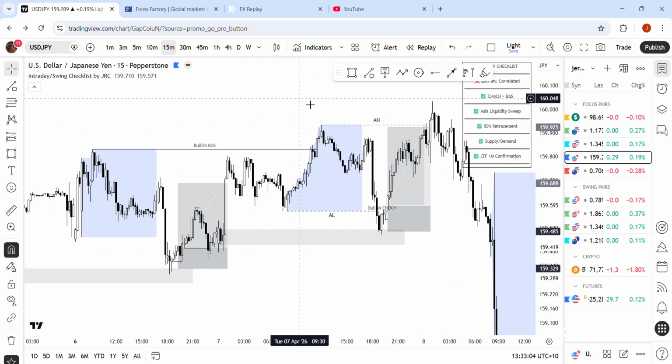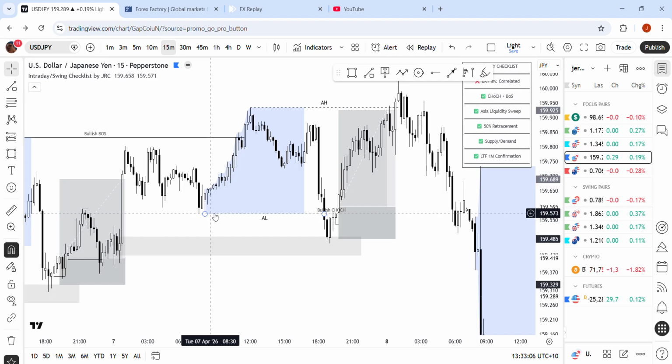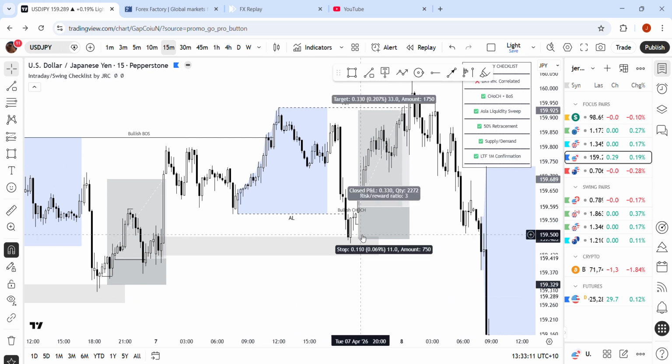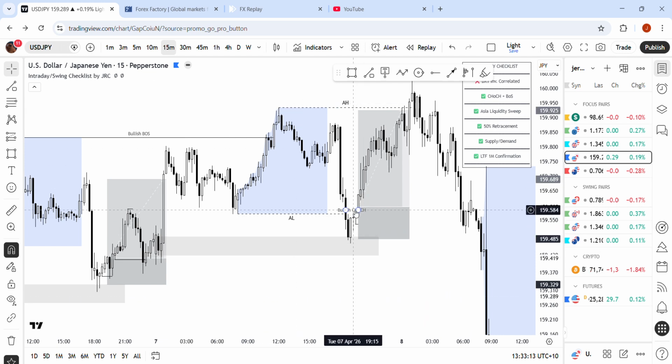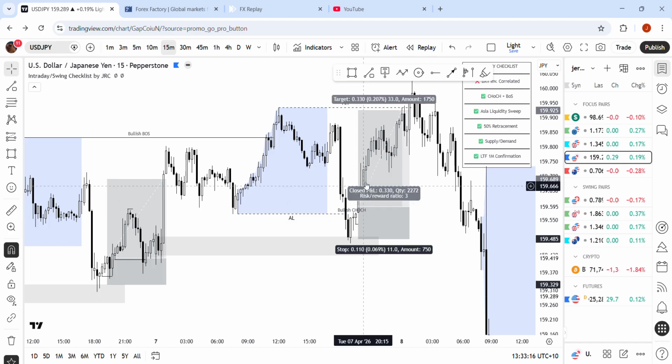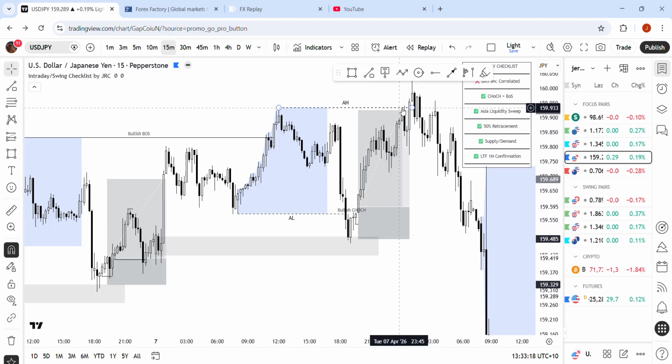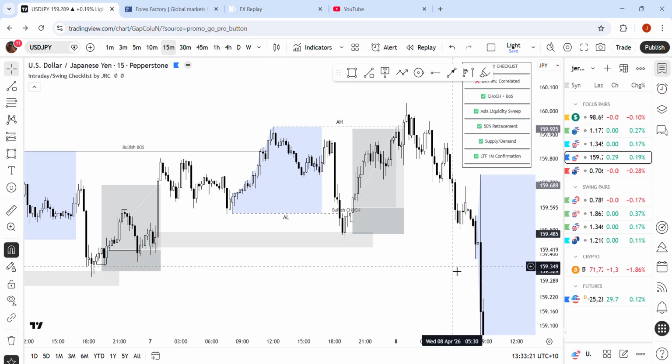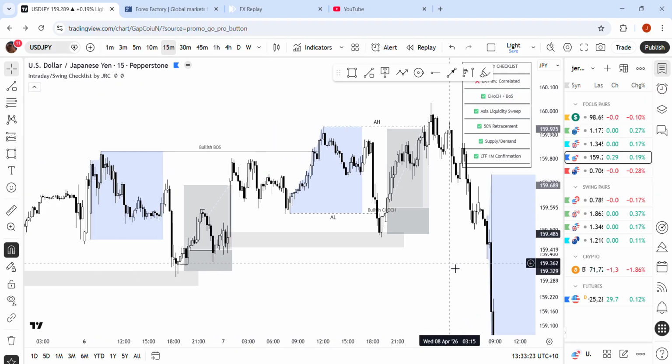And what happened? Price swept Asia low, tapped into the demand zone in a bullish trend, and we entered on a lower time frame confirmation, targeting Asia high. And that's it. I don't need to focus on any other liquidity apart from Asia high and Asia low. And like I said, during London session, I'll wait for either Asia high or Asia low to be swept and reverse on the lower time frame back in the main pro trend direction.